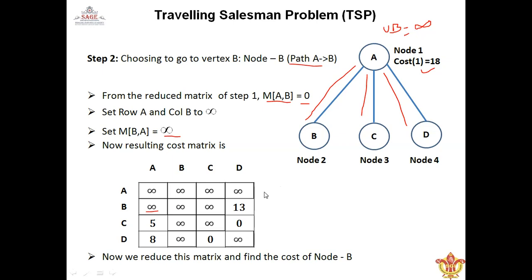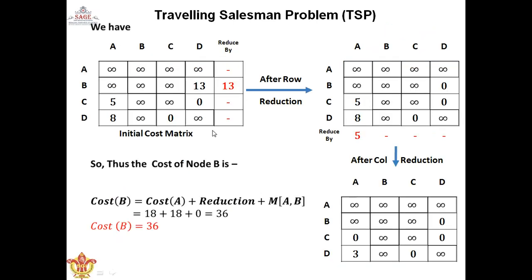Now we'll have to reduce this matrix. What we have got right now, we'll have to reduce it. For reduction, we know we'll have to do row reduction and column reduction. In row reduction, in this row no number is there, it is only infinity, so we are not going to do any reduction. Here the minimum value is 13, only 13 is there. Here 0 is there, so we are not going to take this row. In this row again there is a 0, so we are not going to take this row. So only we have 13. After reduction we are going to get this 0 here.